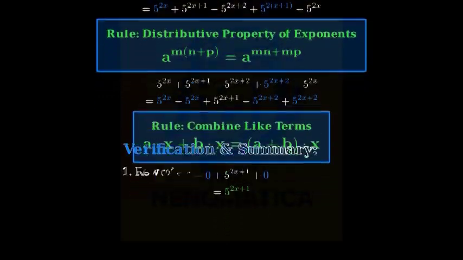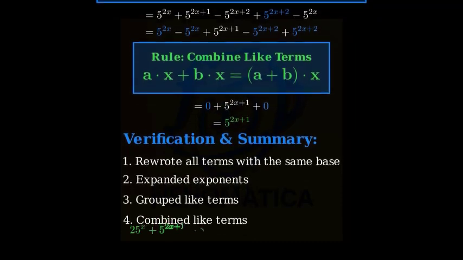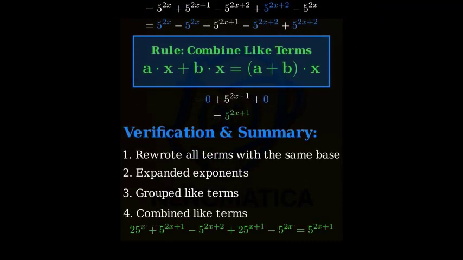We have successfully simplified the complex exponential expression by: 1. Rewriting all terms with the same base, 2. Expanding exponents, 3. Grouping like terms, and 4. Combining like terms. The answer is 5 to the 2x plus 1.